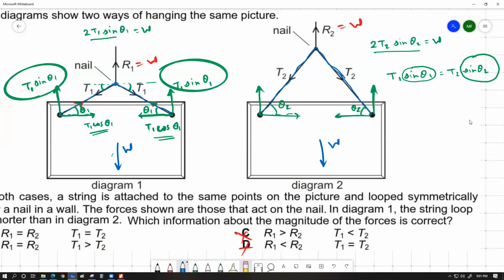For the sin ratio, this is the scenario. Sin θ2 has a bigger value, sin θ1 has a smaller value. So between T1 and T2, which one should be bigger and which one smaller? T1 should definitely be bigger, and T2 should definitely be smaller, so that the product actually works out to be equal. That gives my answer, which is C is the correct response.